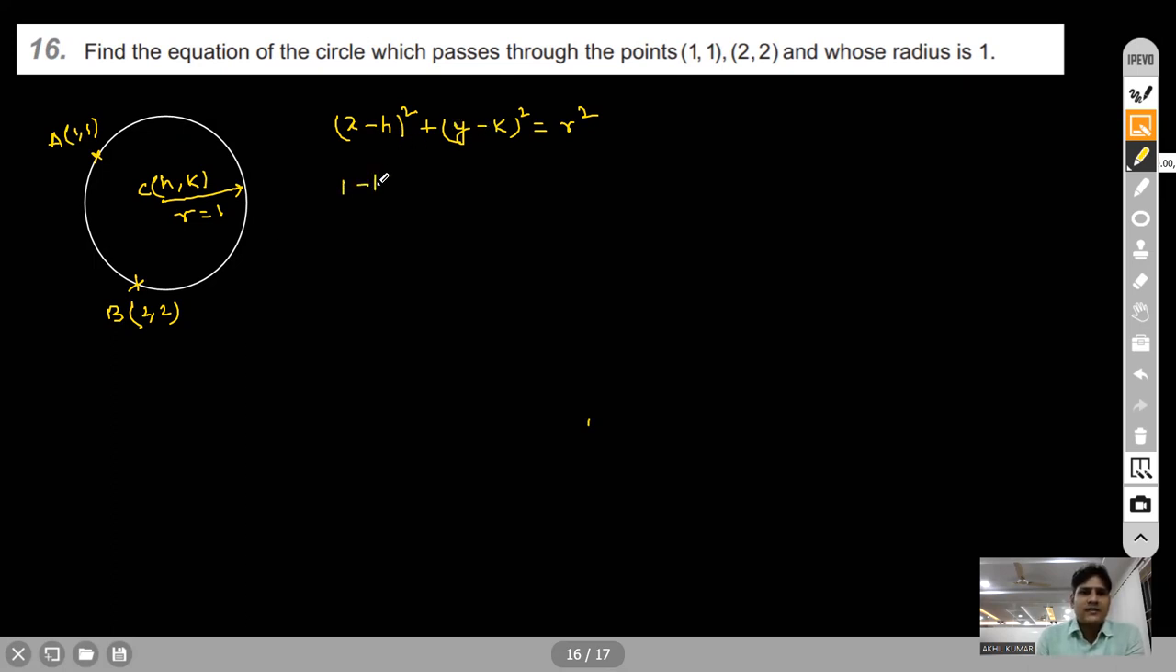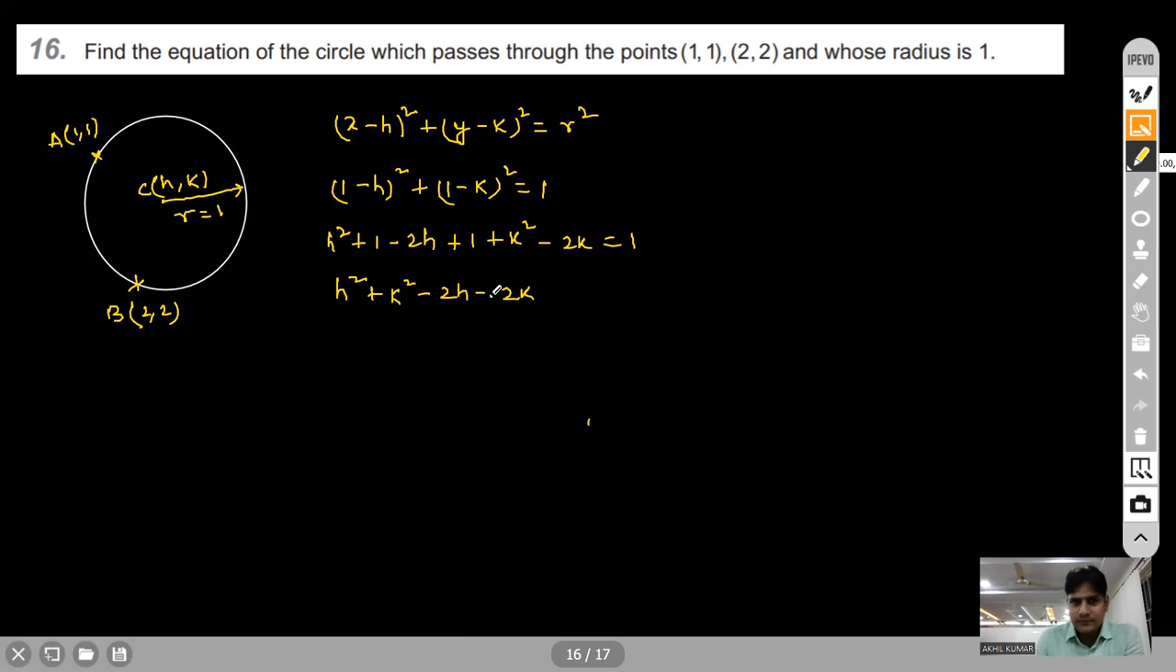So (1 minus h) whole square plus (1 minus k) whole square is equal to, what is r? r is 1, so that is equal to 1. Opening this, we get h square plus 1 minus 2h plus 1 plus k square minus 2k is equal to 1, or h square plus k square minus 2h minus 2k plus 1 is equal to 0, right?